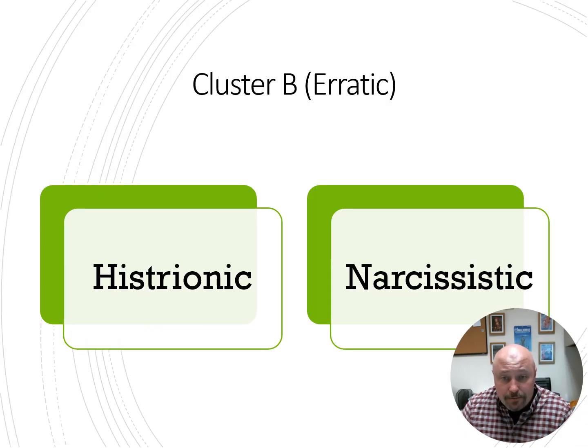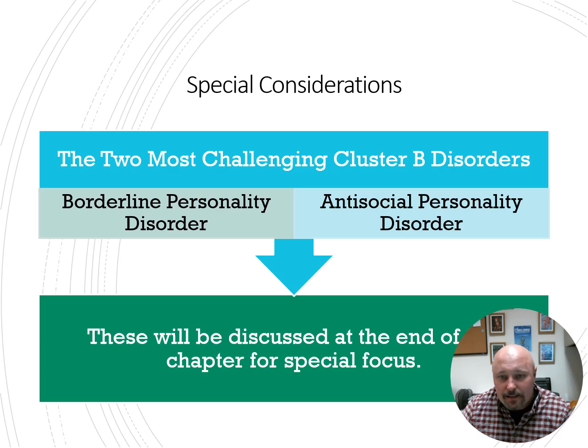Next would be Cluster B, or erratic, these including histrionic or narcissistic, and we'll also wrap up the chapter by talking about the two most socially impacting Cluster B disorders: antisocial personality disorder and borderline personality disorder. Just as a good reminder, borderline personality disorder and antisocial personality disorder are going to be very difficult patients for you to treat, and we're going to give them their own special section here later on.